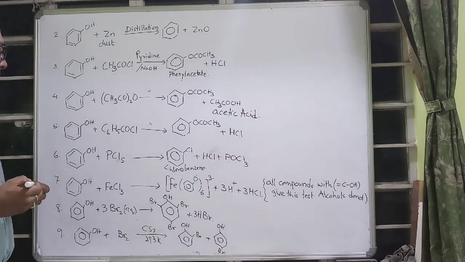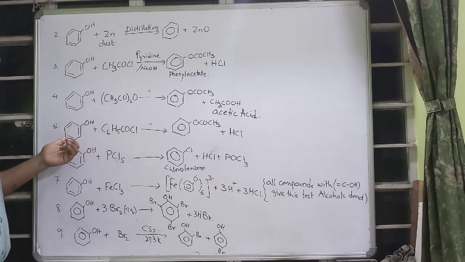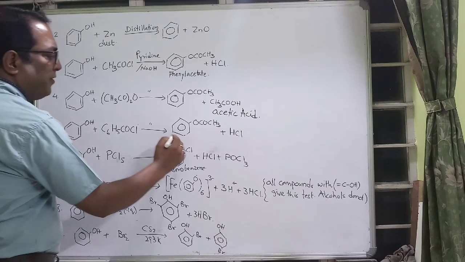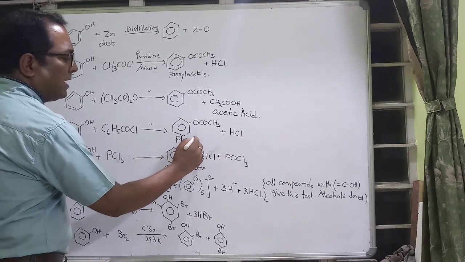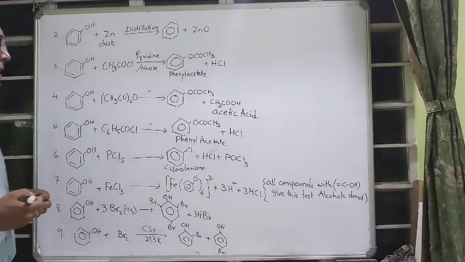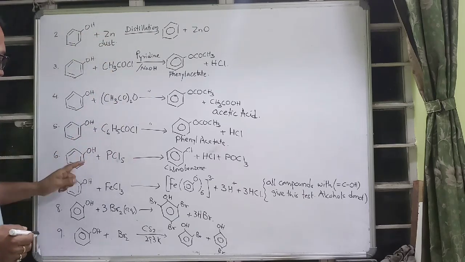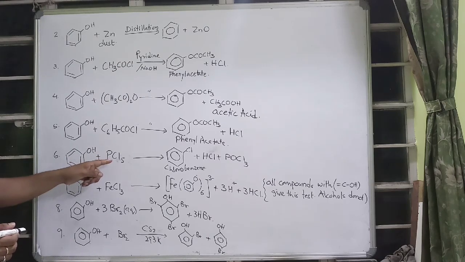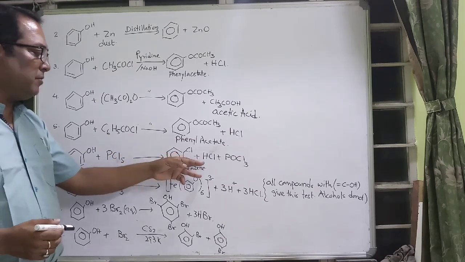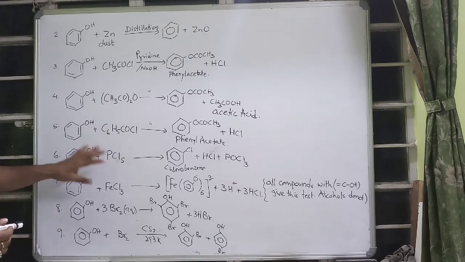And point number 5 says, similarly, when we use benzoyl chloride together with phenol, we also get phenyl benzoate, and together with it hydrochloric acid. These are almost similar. Now on the 6th point, if we treat with phosphorus pentachloride, you get chlorobenzene, together with hydrochloric acid and POCl3. So PCl5 reacts with it to form chlorobenzene.